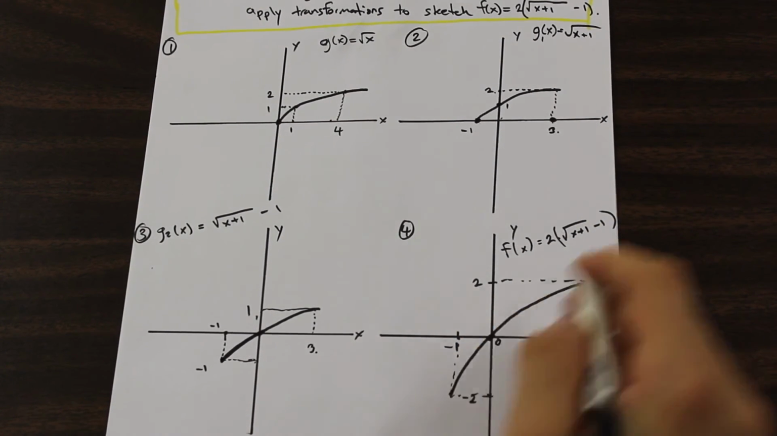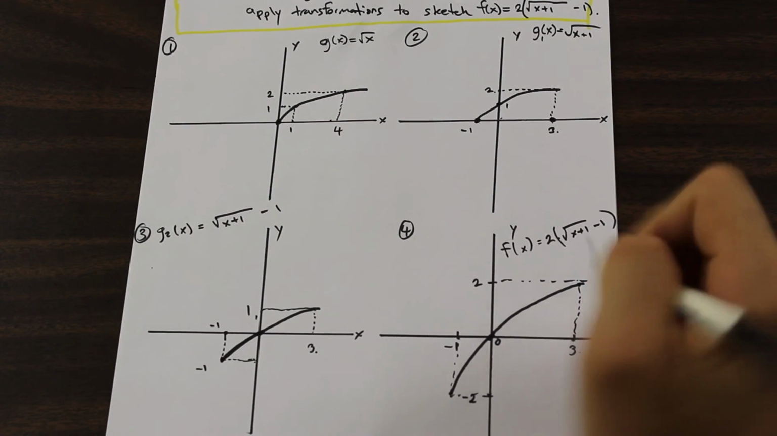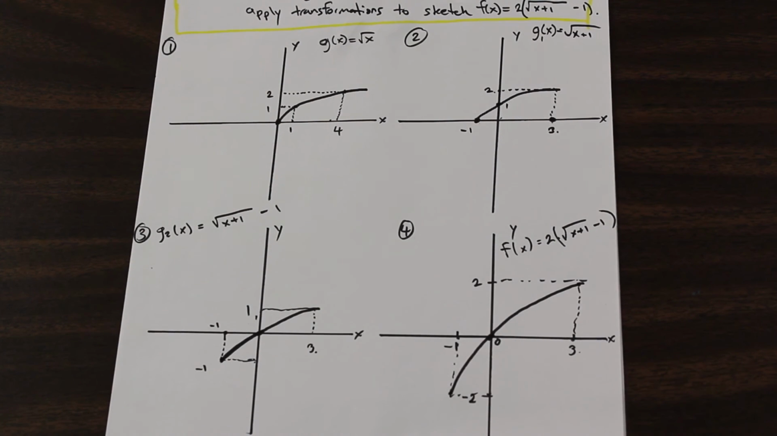And we can indicate for the marker exactly where these are intersecting, so we get full marks. All right, and that's pretty much it. That's the function f of x equals 2 times root of x plus 1, minus 1.